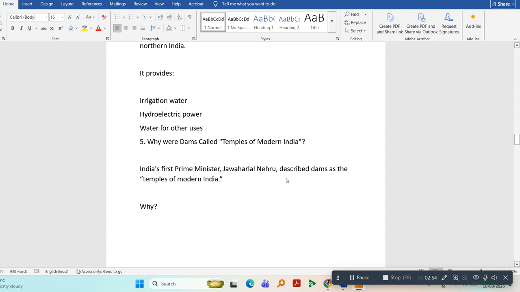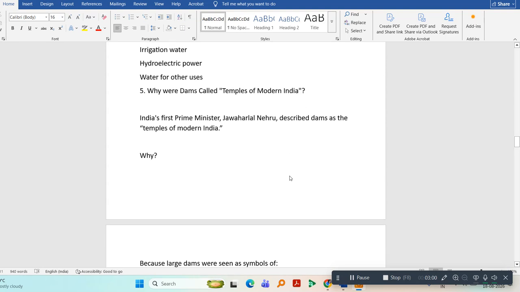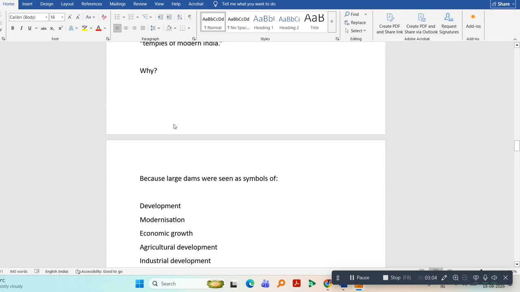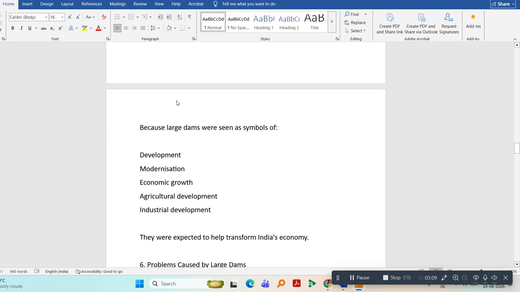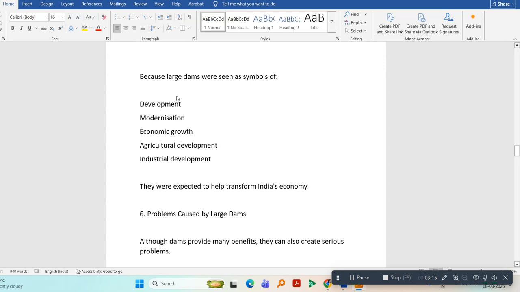Why are dams called the temples of modern India? India's first Prime Minister Jawaharlal Nehru described the dams as the temples of modern India because large dams were seen as symbols of development, modernization, economic growth, agricultural development, and industrial development. They were expected to help transform India's economy.